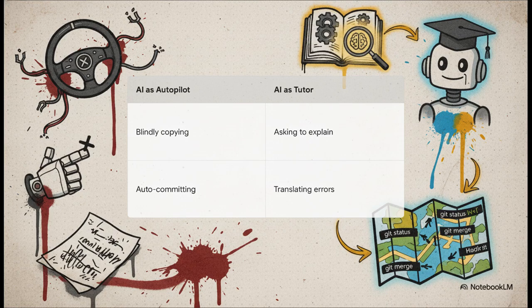First, think of AI as an autopilot. This is where you blindly copy and paste Git commands, or even worse, you just let the AI automatically commit and push code for you without a single review. That's a total loss of understanding. Contrast that with using AI as a tutor. This is where you use AI to explain what a command like git status actually means, or ask it to translate a really messy merge conflict into plain English. You're still the one driving the car. The AI is just sitting in the passenger seat helping you read the map.